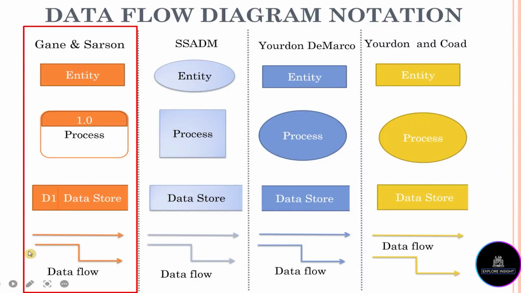And what could be the similarities about these different notations? It could be seen that the data flow uses the same arrow.